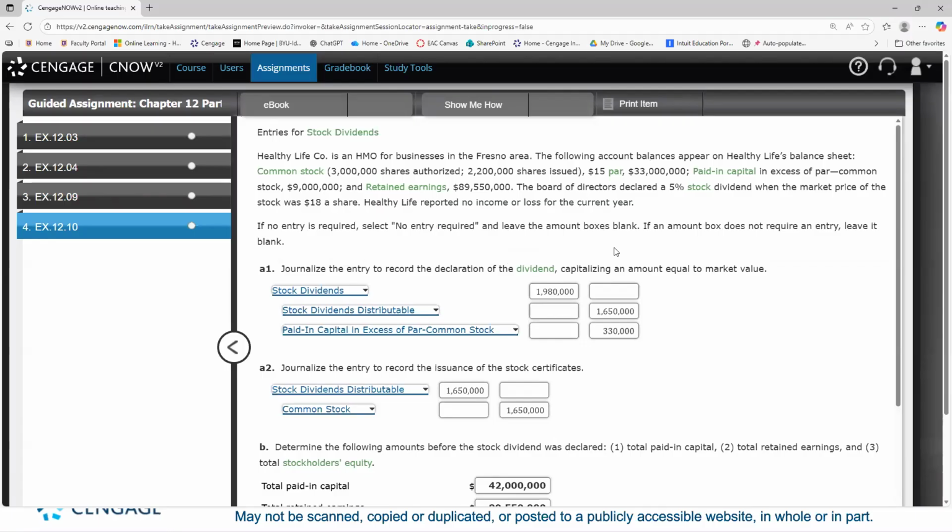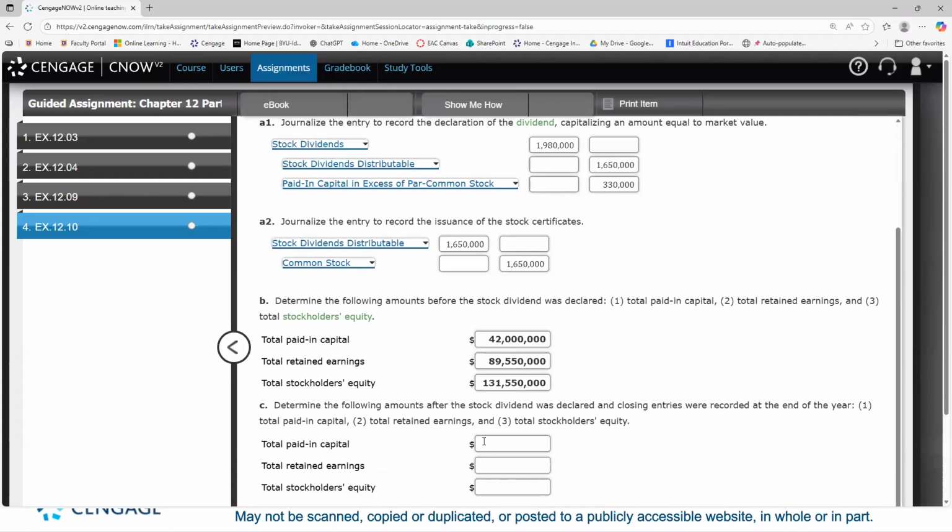So if we just take the 42 million we had before and add this to it, that's going to give us the new total paid in capital. Okay. So 42 million plus 1,650,000 plus 330,000 gives us, what is it? 43,980,000.